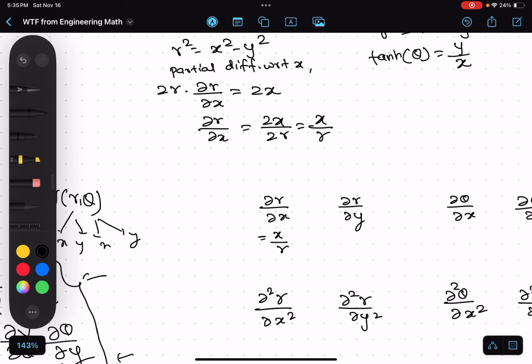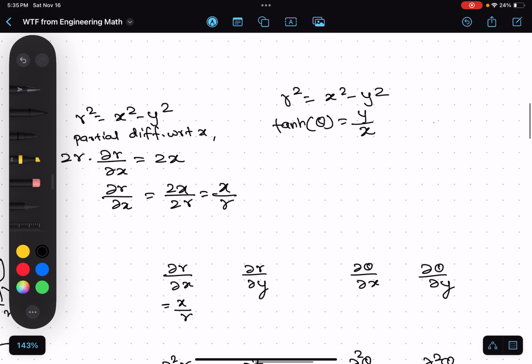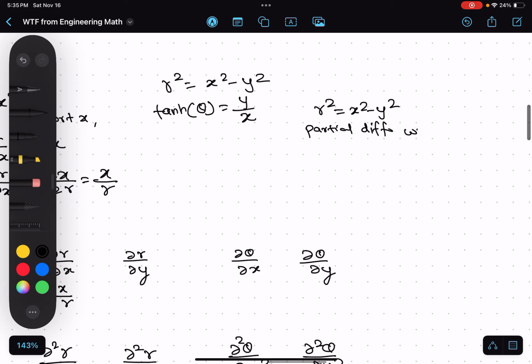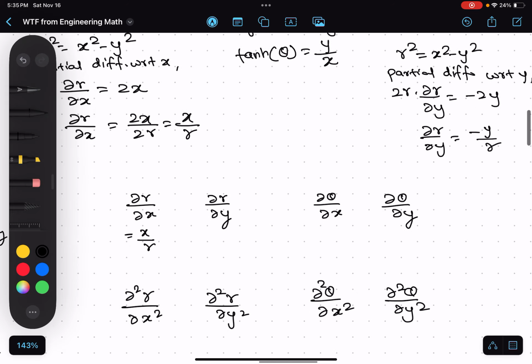Now let me find partial r partial y. Again, we know that r square is x square plus y square, right? Now if I take the partial derivative with respect to y, this will just be 2r times partial r by partial y equals 2y, so partial r by partial y is just y by r. So that's easy, right, guys? It's not too hard, yeah?